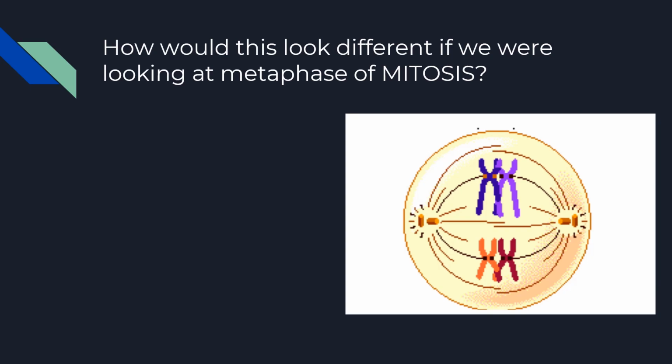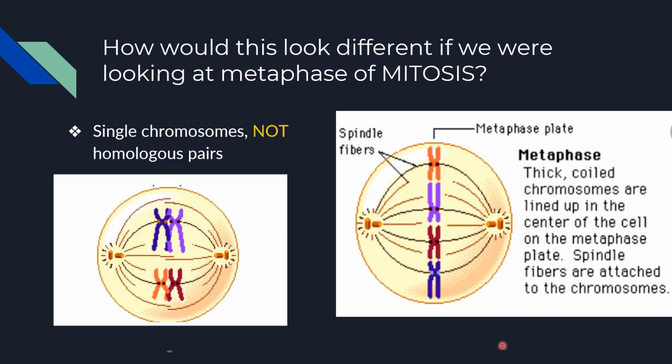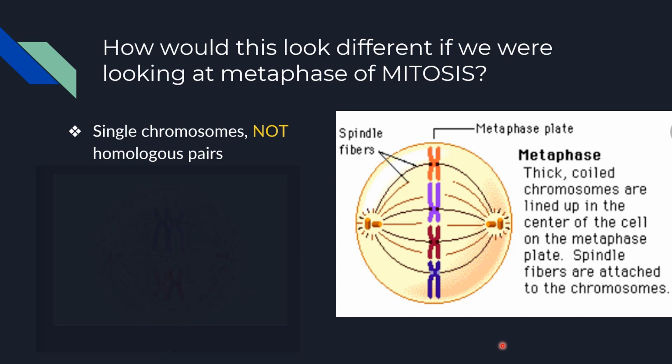Basically what we just went over, right? Instead of seeing these pairs of chromosomes along that metaphase plate, we would see single chromosomes instead of pairs, right? And so it would look something like this if it were a mitosis, right? If we want to go back, we can see that we had previously the pairs of chromosomes, whereas here we have single chromosomes all lined up along that metaphase plate. Very similar to what we would see in meiosis 2, except for in meiosis 2, the cell is haploid instead of diploid.